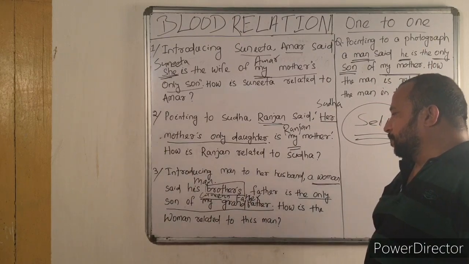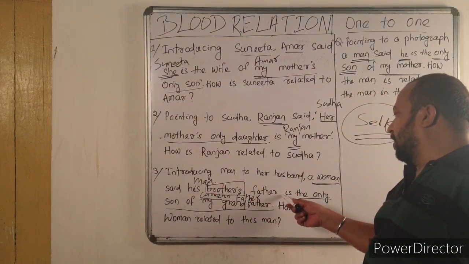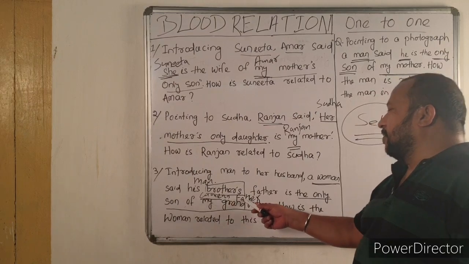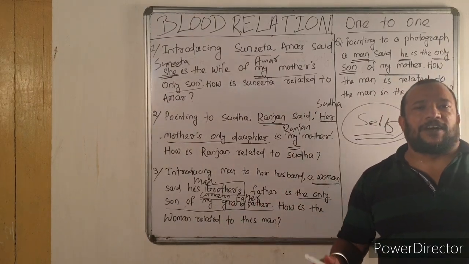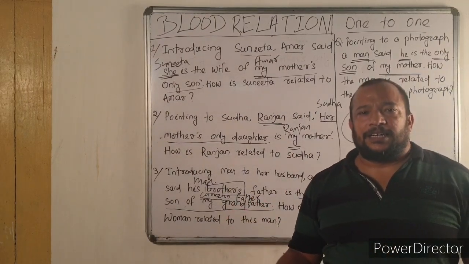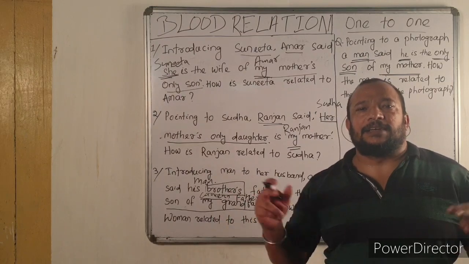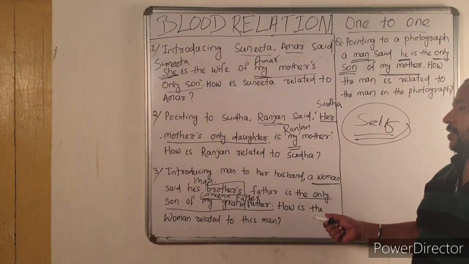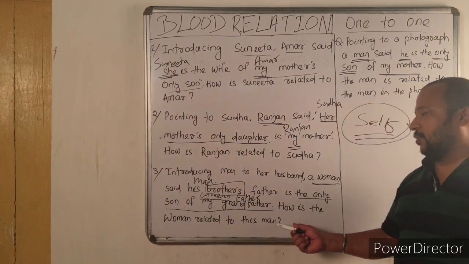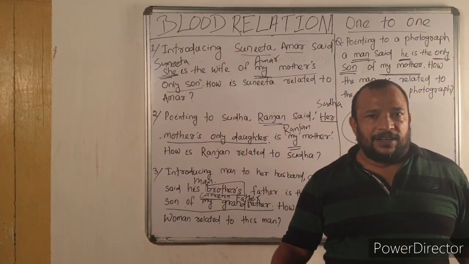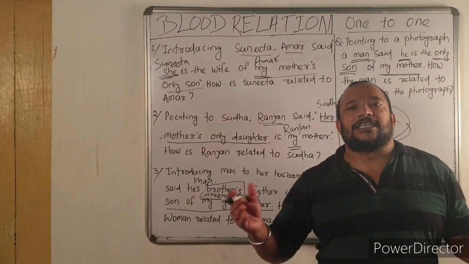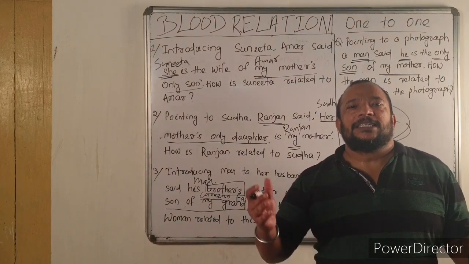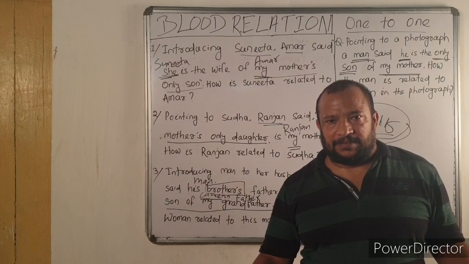So now man's father is woman's father. Man's father is woman's father. That means what? They are siblings. They are brother and sister. So how is the woman related to this man? The woman is the sister of the man.